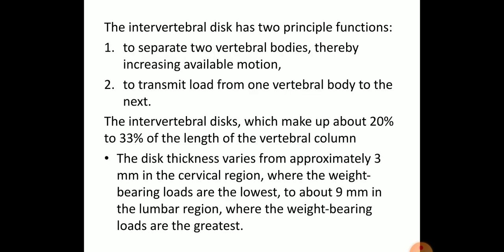What are the primary functions of this intervertebral disc? It is mainly to separate two vertebral bodies and thereby increase the available range of motion. Rather than a rigid spinal column, because of this intervertebral disc, you get multiple segments in the vertebral column. Each segment has its own amount of mobility, so the disc increases the motion in the whole spinal column.